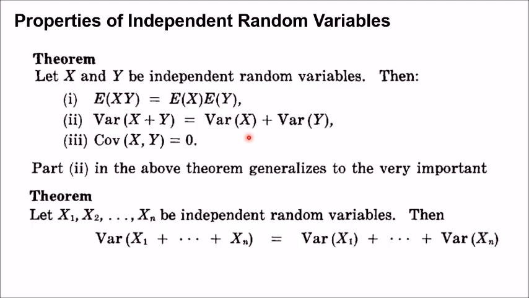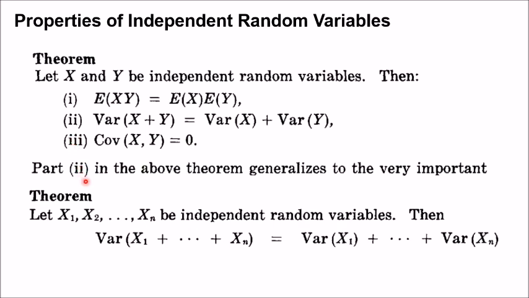We have here some properties of independent random variables given in two theorems. Theorem 1, let x and y be independent random variables. Then, first, the expectation of xy equals the expectation of x times the expectation of y. Second, the variance of the quantity x plus y is equal to the variance of x plus the variance of y. Third, the covariance of xy is just equal to 0.